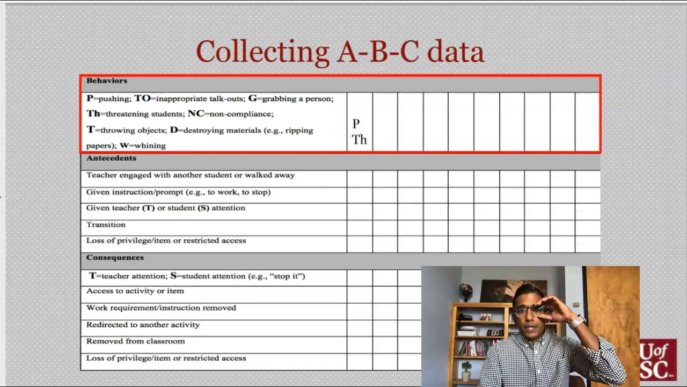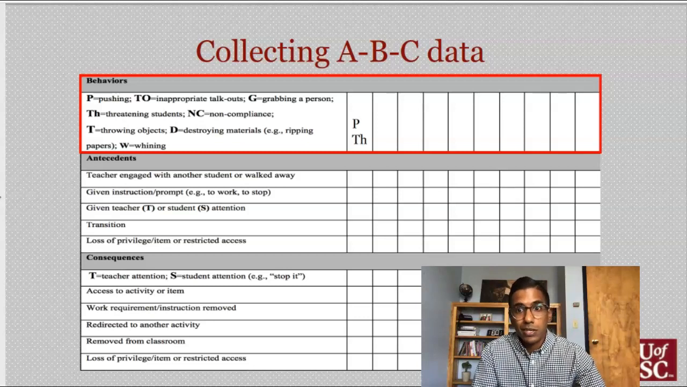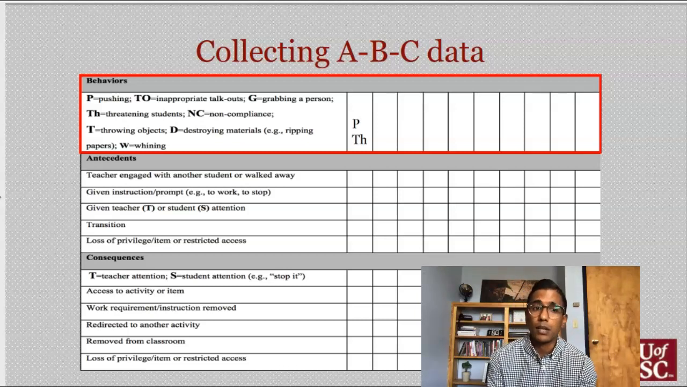So the first section of the data sheet are the actual behaviors that the student may typically engage in. These can be customized to match each student. On every occurrence of the inappropriate behavior, you'd want to mark the corresponding letter based on what behavior you just saw. There can be more than one behavior per column. For example, if a student pushed another student while threatening them, then you would mark P and TH in one column, as shown.